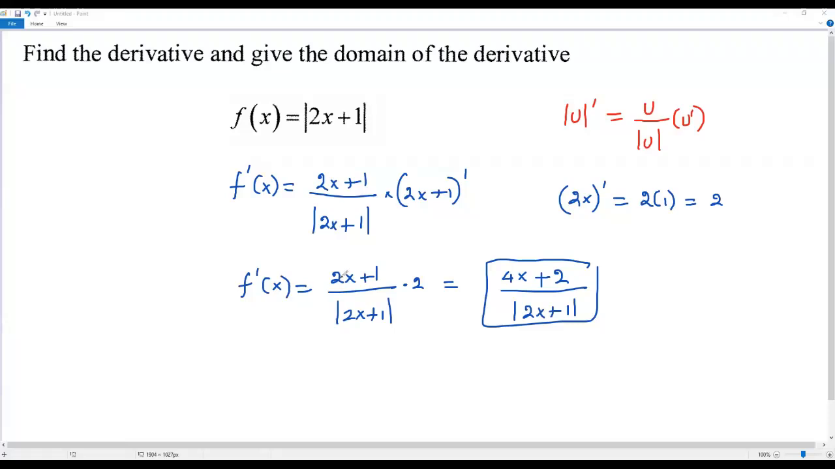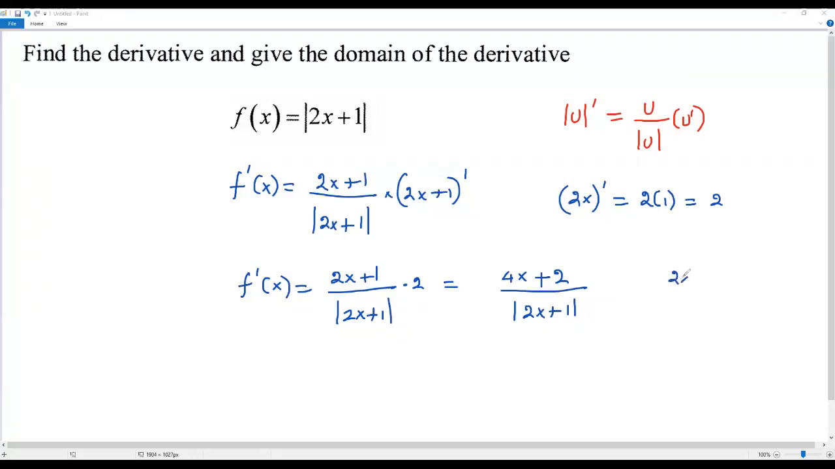And also we have to give the domain of the derivative. To give the domain of the derivative, we have to find the values of x for which f prime of x is defined. To do that, we have to find the value of x for which f prime of x is undefined. Just consider the derivative. Here the derivative is a rational function because we find the variable in the denominator. If the denominator becomes 0, the value of the fraction becomes undefined. So we have to find the value of x for which the denominator becomes 0. For that, we consider the stuff inside the absolute value and equate it to 0.